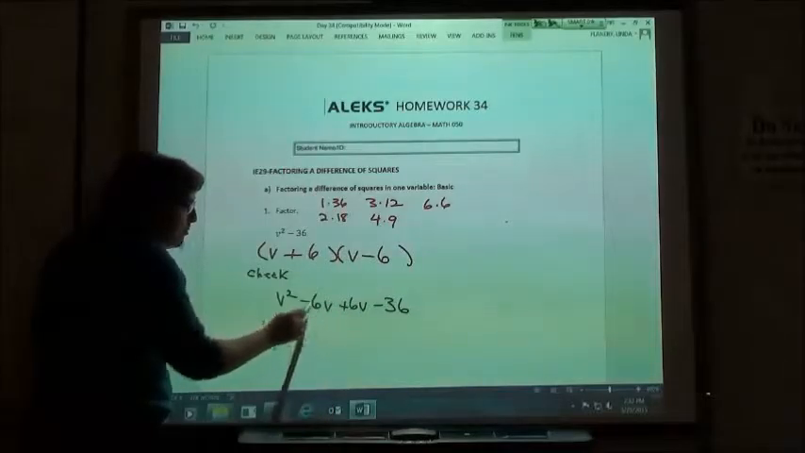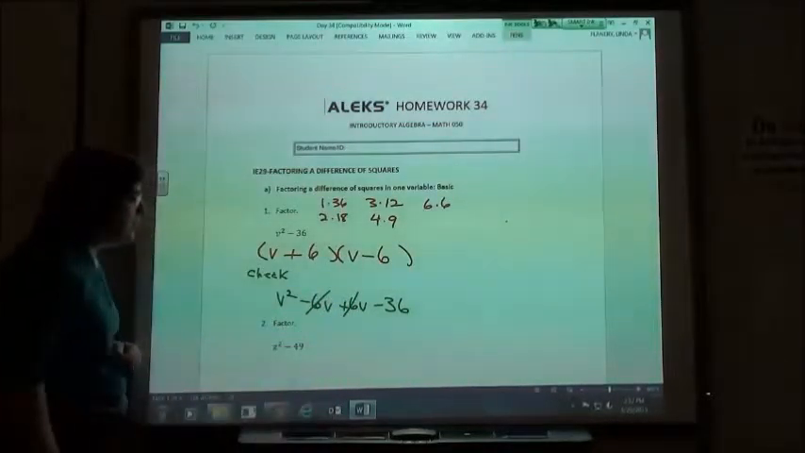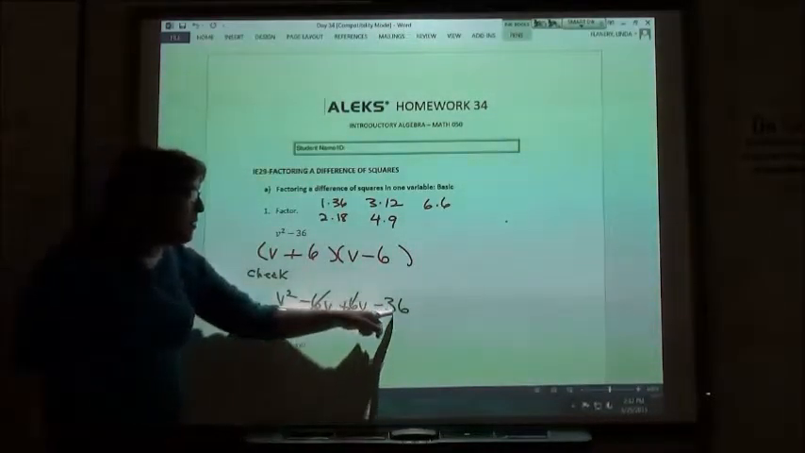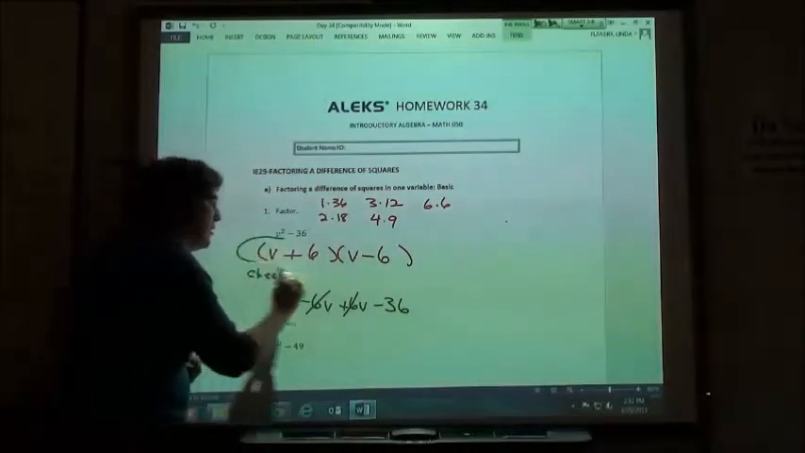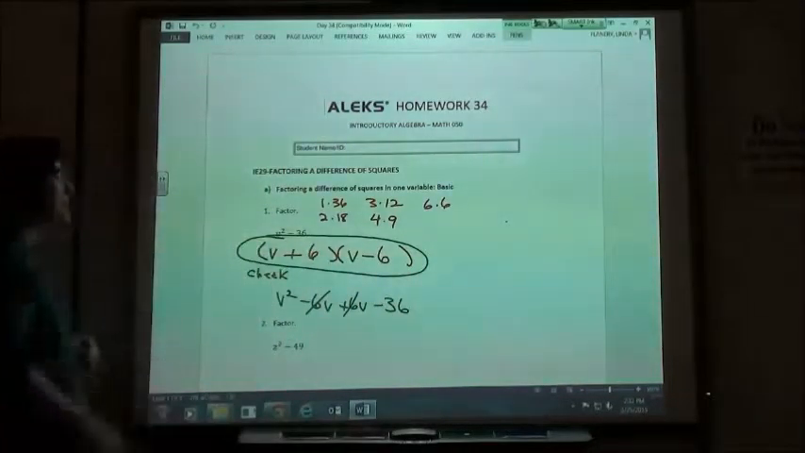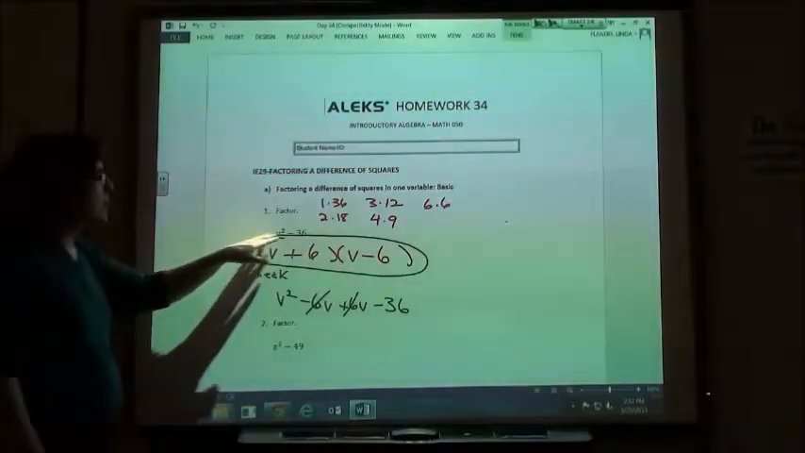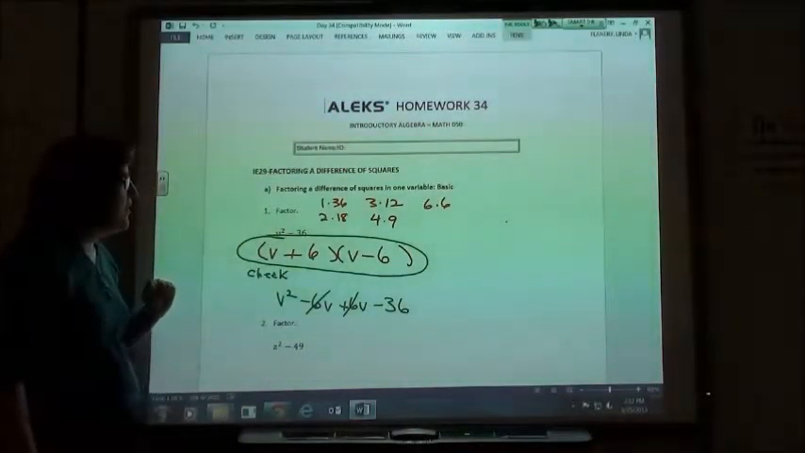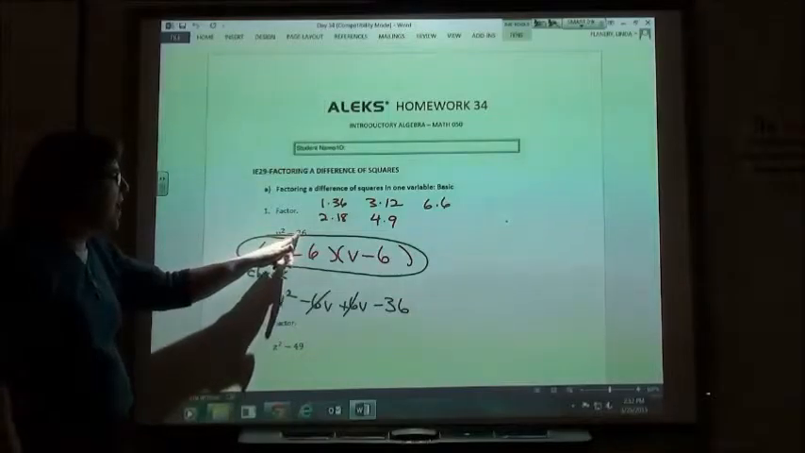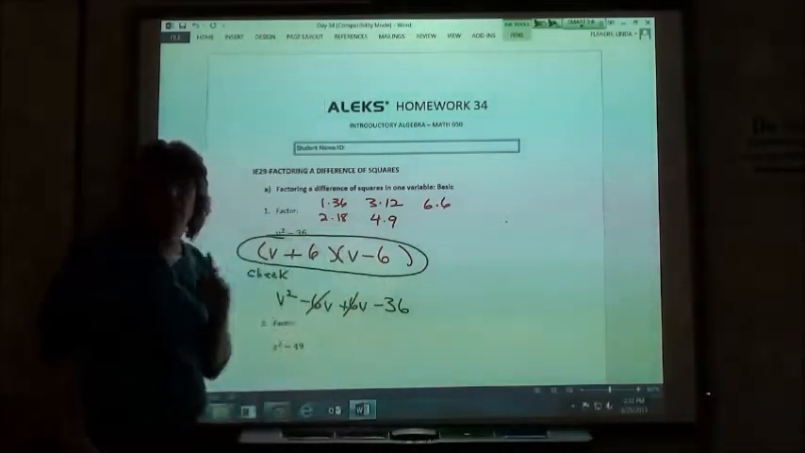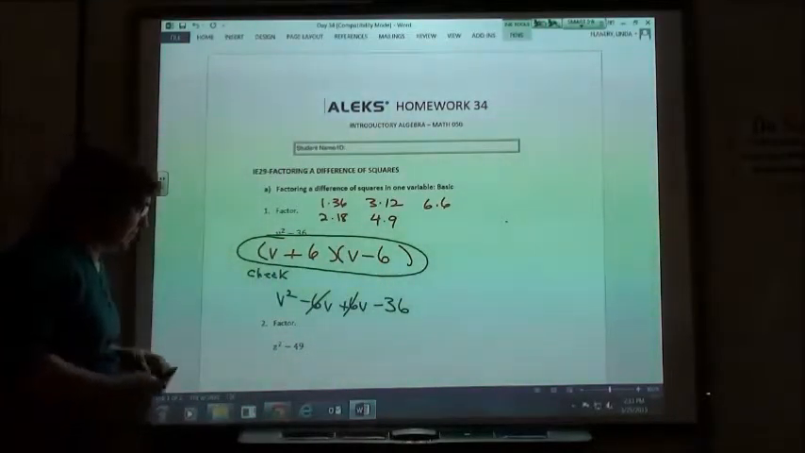My middle terms are opposites. They cancel out, so I get the v squared minus 36. So that indeed, v plus 6 times v minus 6 is my answer. So if I recognize when I look at it as the difference of perfect squares, then when I'm looking at the factors, I know it has to be that pair of factors that are the same numbers.